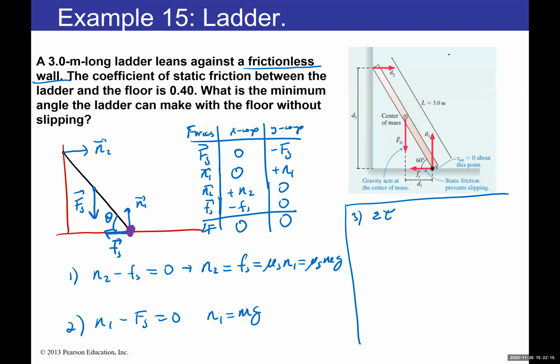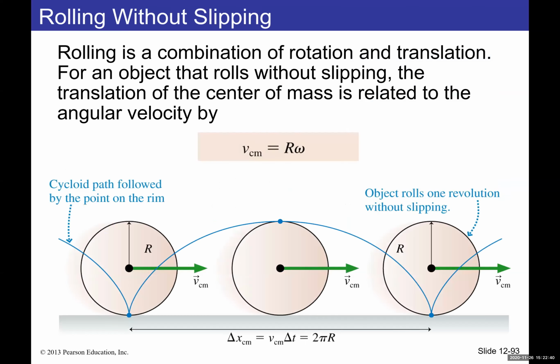Our net torque now is going to be in terms of the torque due to the normal force N2. It's going to be negative because, with respect to the pivot, it gives us a clockwise torque. Plus the torque due to the gravitational force, which gives us a counterclockwise torque. So this equals 0. Then here I'm going to use that lever arm method.